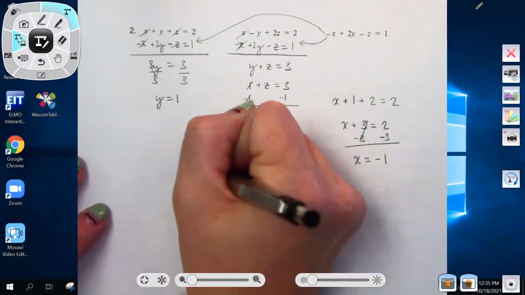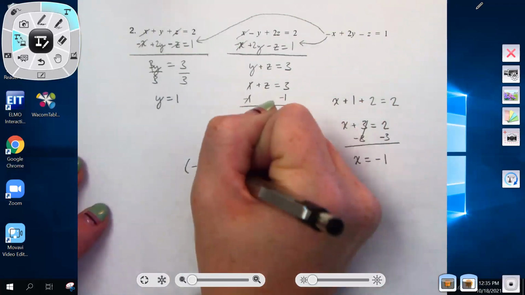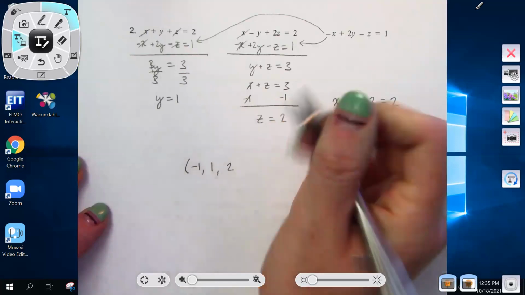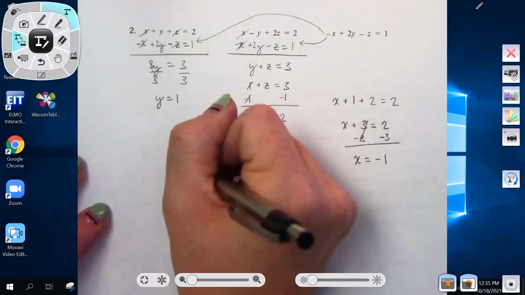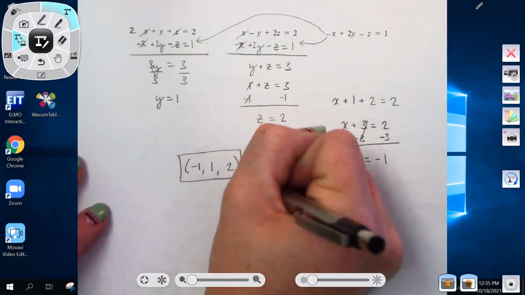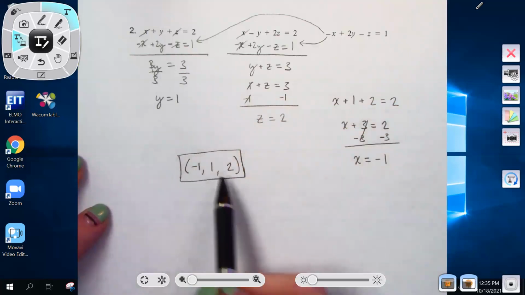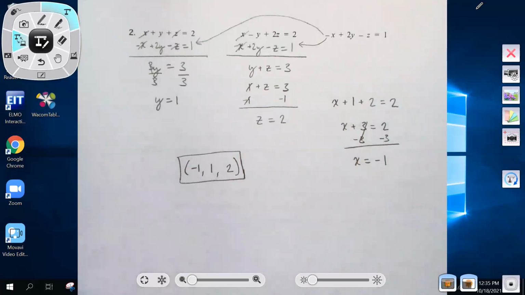There's no particular order to get to solving. You just have to put them in X, Y, Z. So here's our answer. X is -1, y is 1, z is 2. We're done. Yay.